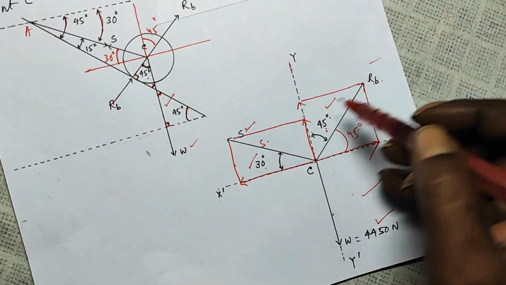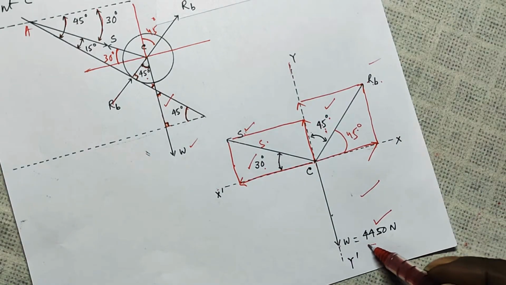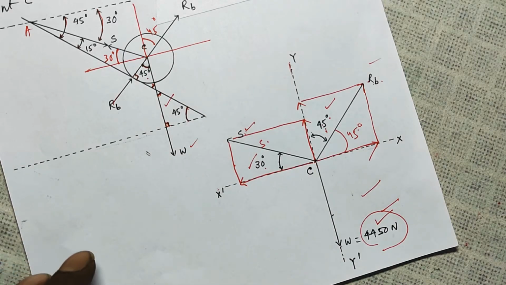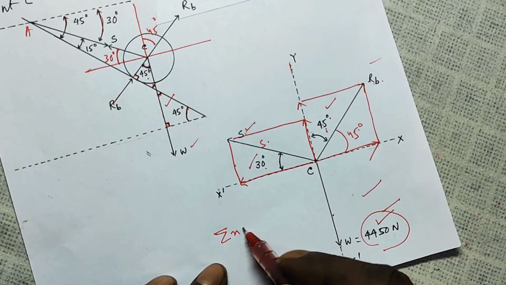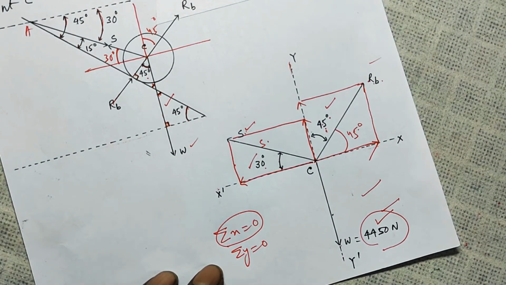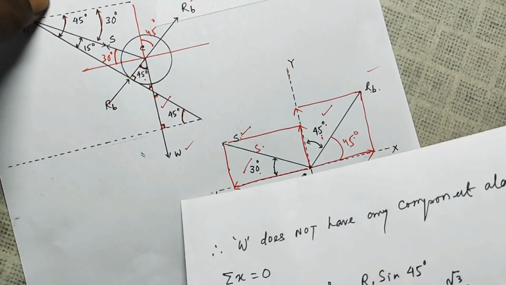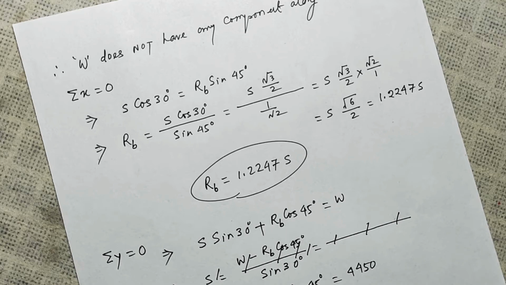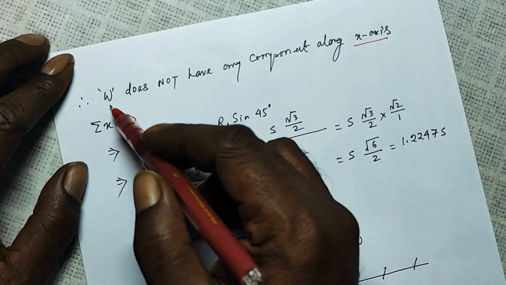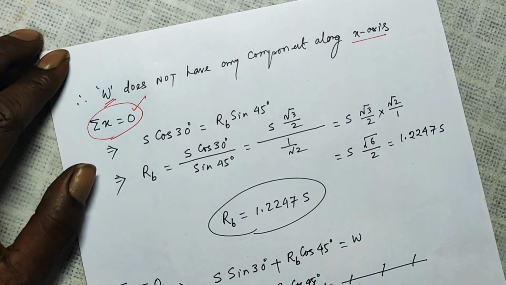So we have resolved RB and S into two rectangular components along the x-axis and y-axis, and this one is already on the y-axis. This does not have an x component. Since the system is in equilibrium, we have to use sigma x equal to 0 and sigma y equal to 0, meaning the sum of the forces along the x-axis is 0 and the sum of the forces along the y-axis is 0. That is what I am doing on the next page. W, the weight, does not have any component along the x-axis because this is already along the y-axis.